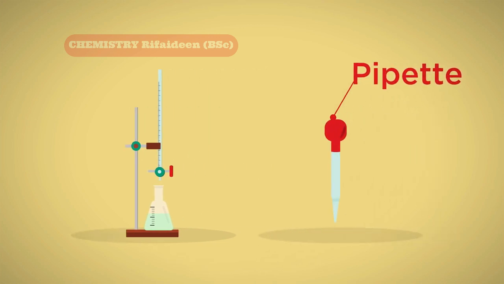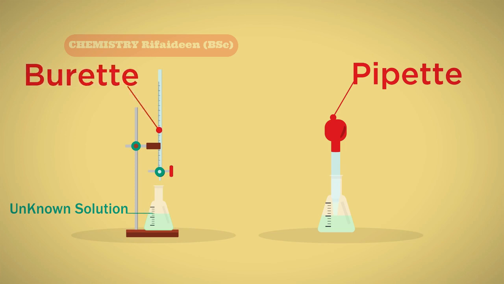The pipette is needed to accurately measure a certain volume of the unknown solution into the flask. The burette is then used to accurately measure and add the known reactant to the unknown until the reaction is complete. The burette can measure up to 0.05 cubic centimeters accuracy.